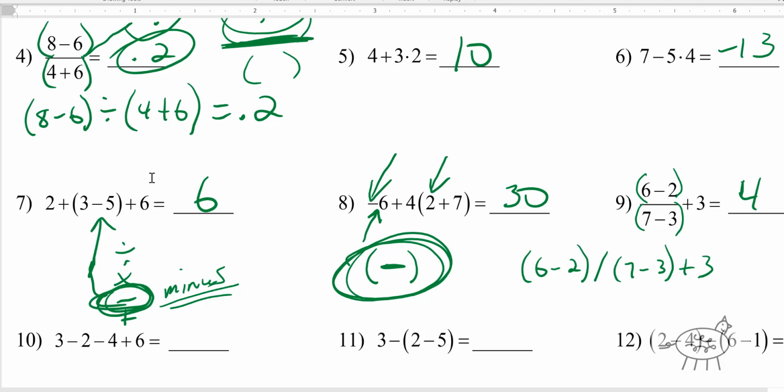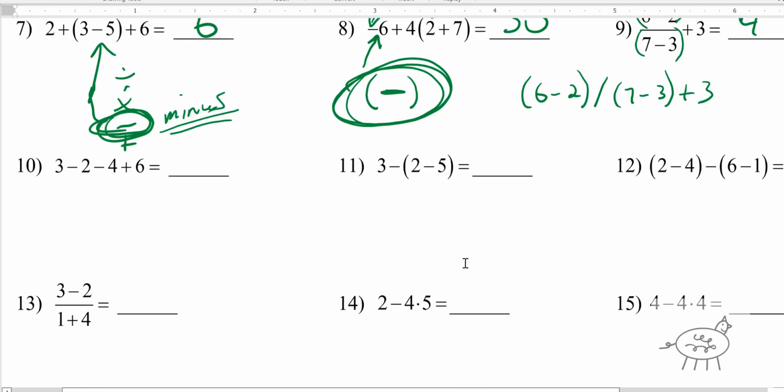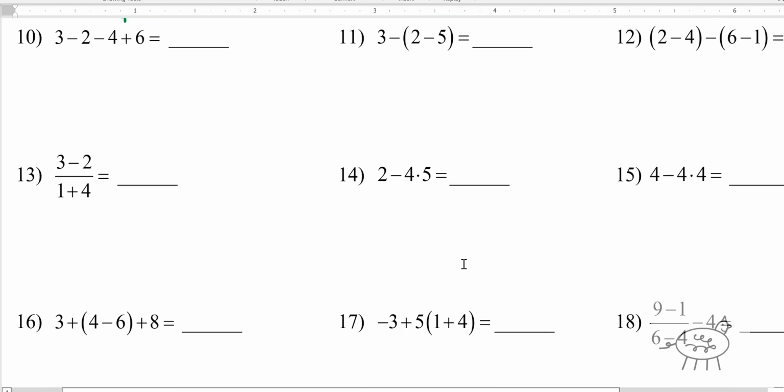Okay, so that's pretty much how you do all these problems. The rest of these are, here's another one with a divided by in here. Here's another one with a divided by. Here's a negative right here. Okay, so make sure you use the correct key and use parentheses when you're supposed to.